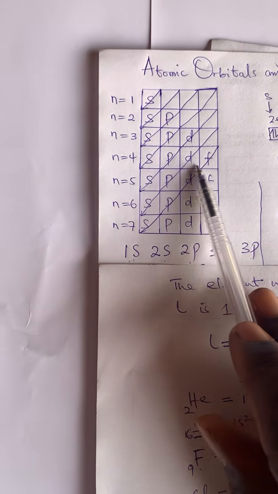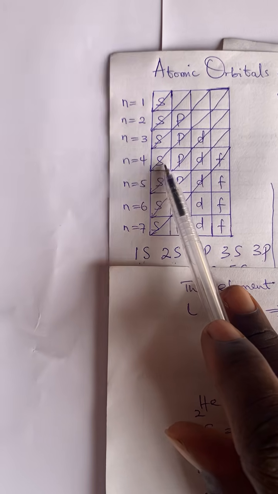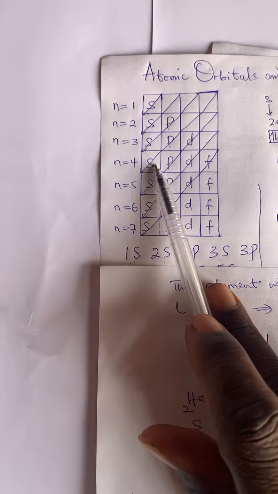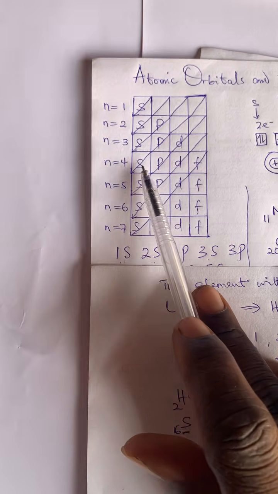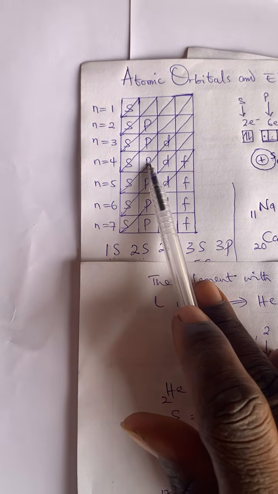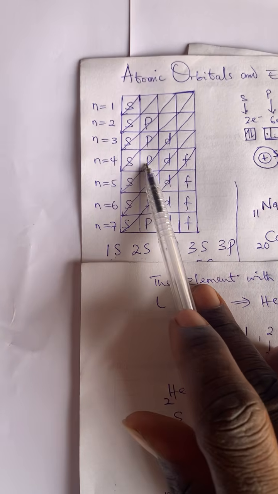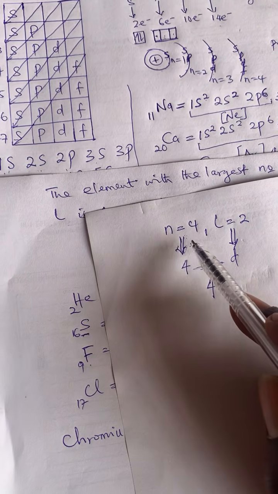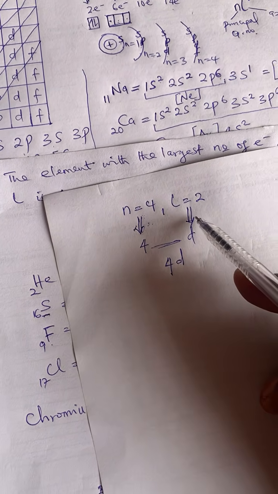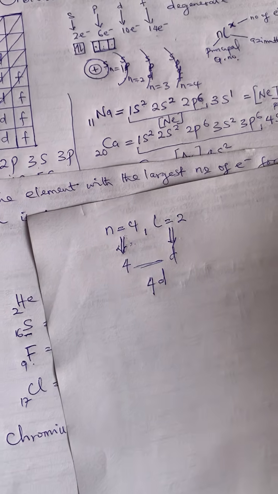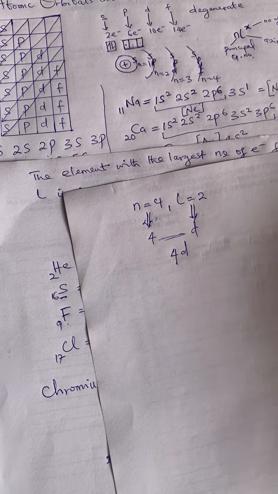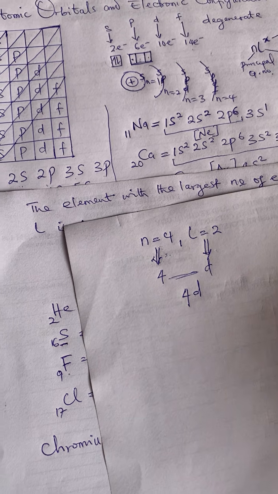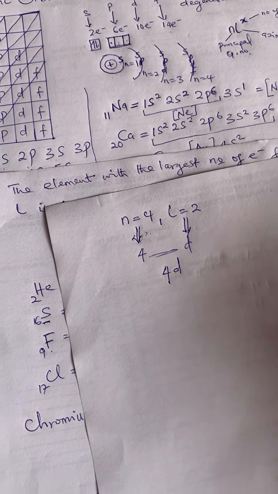So for each of these orbitals, n equal to 4, and L equal to 0, that is a 4s orbital. n equal to 4, L equal to 1, that is a 4p orbital, and just that way. So you can be given the principal quantum number and the angular momentum quantum number, and you are expected to give the orbital in question, as the case may be for the question asked.